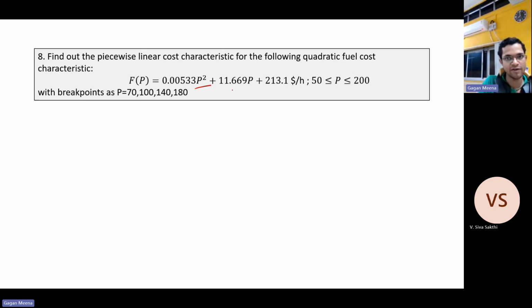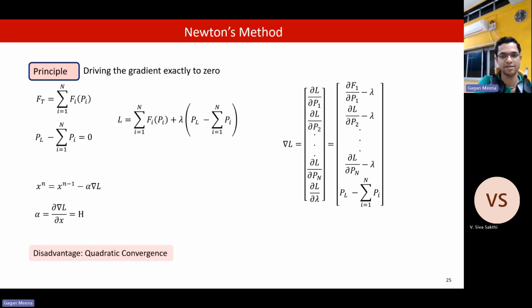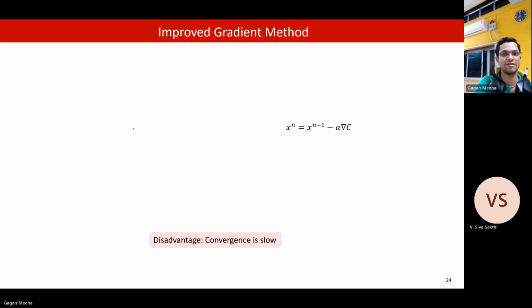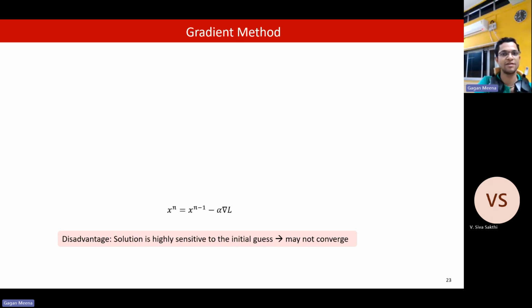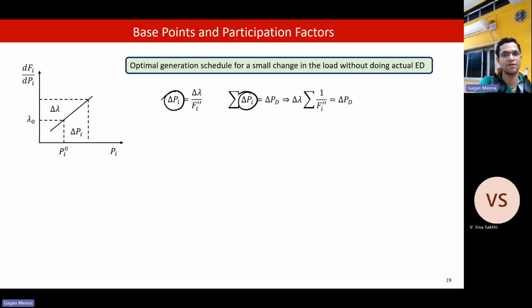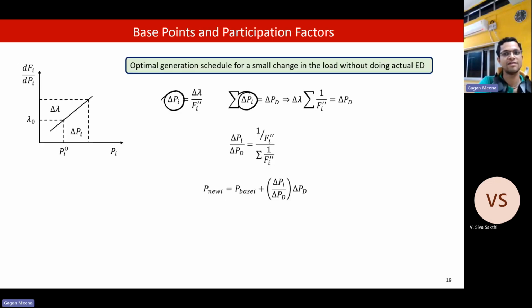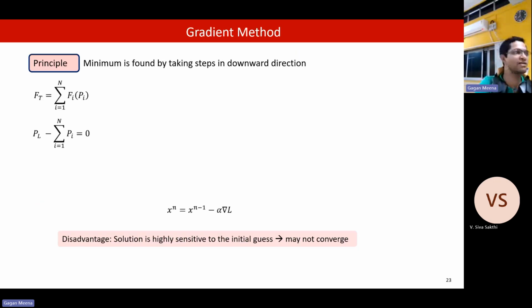This is the cost curve, a quadratic cost curve. The same thing which I had shown here in the form of steps. Here we are only looking for the piecewise linearization. We have to follow these two steps. We already have the quadratic cost curve. We want the linear cost curve only. We can directly do that. So how to do that? We need to calculate the slope.